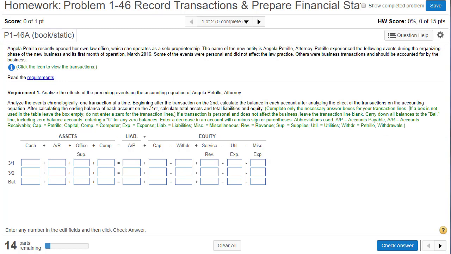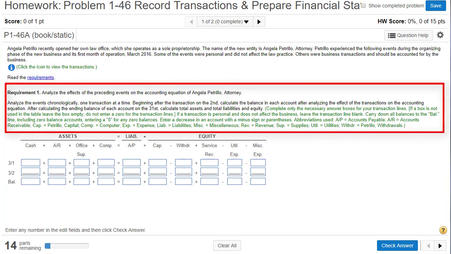So we're going to analyze the events chronologically, one transaction at a time. Then, beginning after the transaction on the second, we're going to calculate the balance of each account after analyzing the effect of the transactions on the accounting equation. After calculating the ending balance of each account on the 31st, we're going to calculate total assets and total liabilities and equity to make sure that our accounting equation balances.